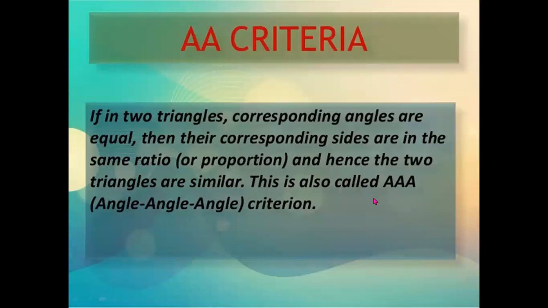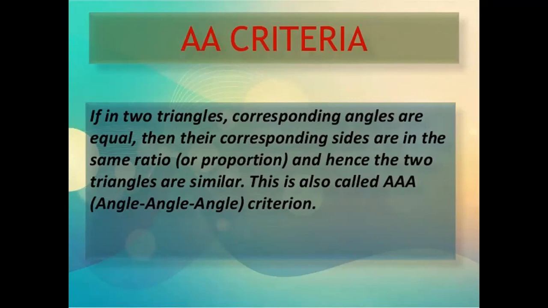All right. Prao, will you please read? Yes. If in two triangles corresponding angles are equal, then the corresponding sides are in the same ratio or proportion, and hence the two triangles are similar. This is also called the angle criterion.